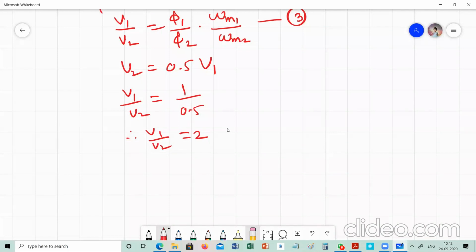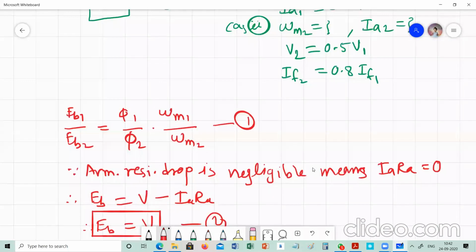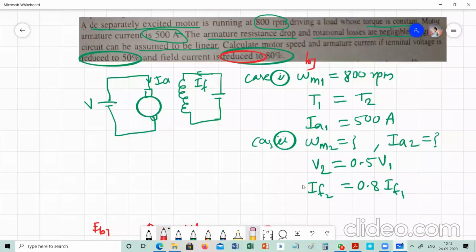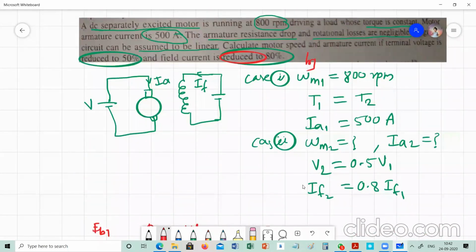Similarly, they have given that the field current is reduced to 80%. Field current is reduced to 80% means what? They have given IF2 is equal to 0.8 into IF1, and they have also stated the magnetic circuit is assumed to be linear.